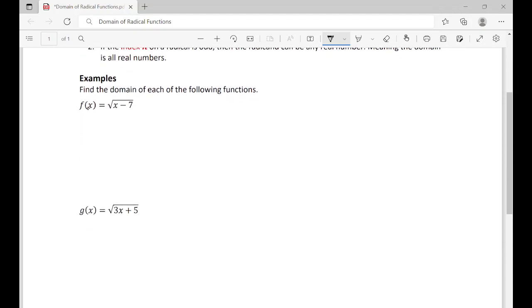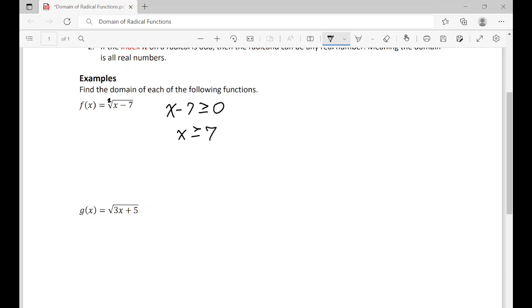So first we have the function f of x equals the square root of x minus 7. And right here, we know that the index is a 2 because it doesn't actually say 2, so it's an understood 2. So we know that this index is even. So we're going to take what's underneath the square root, the x minus 7, and set it greater than or equal to 0. And then just solve. So add 7 over, x is going to be greater than or equal to positive 7.